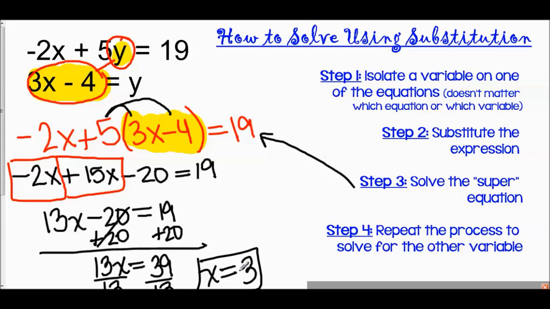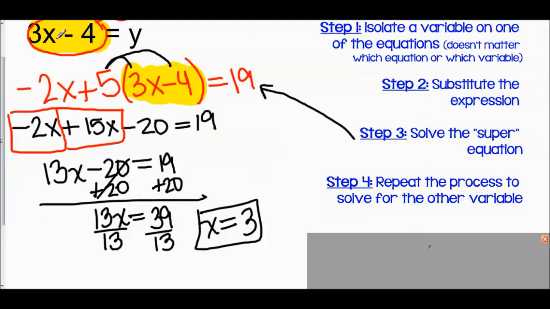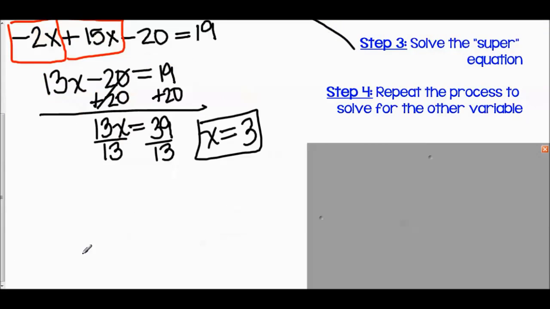I'm going to choose to do this equation here, 3x minus 4 equals y, because y is already isolated. If I were to put 3 into this first equation, it would still work, but I'm going to have to do more undoing to isolate y. So I'm going to put 3 into this equation right here. I'm going to draw a line to kind of separate what I'm doing.